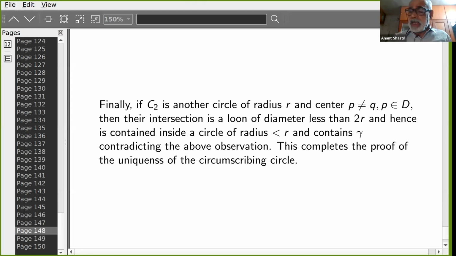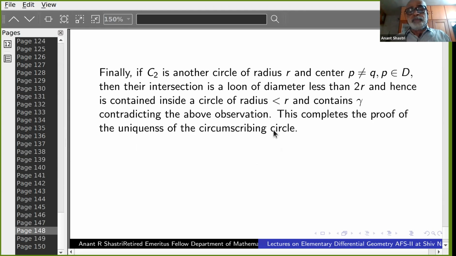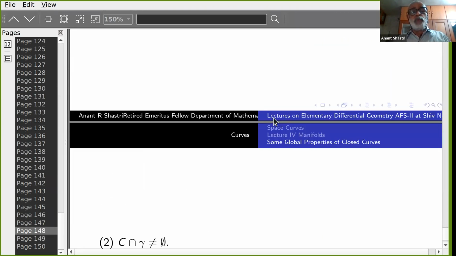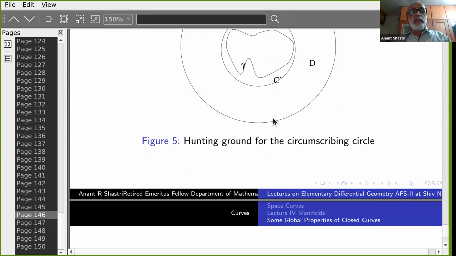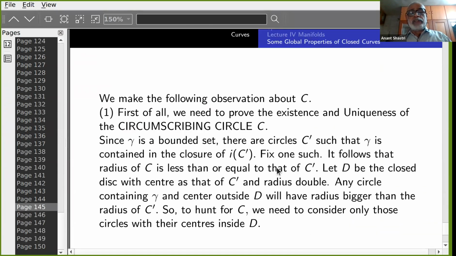Okay, therefore I have a circle of smaller radius containing gamma. That's a contradiction because R is the minimum. So there cannot be any other circle. There will be a unique circle like this. So this proves the first part, namely one observation.